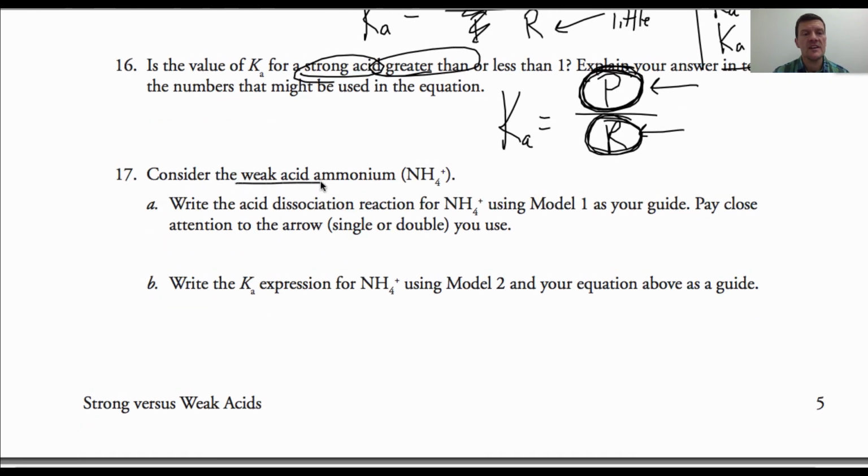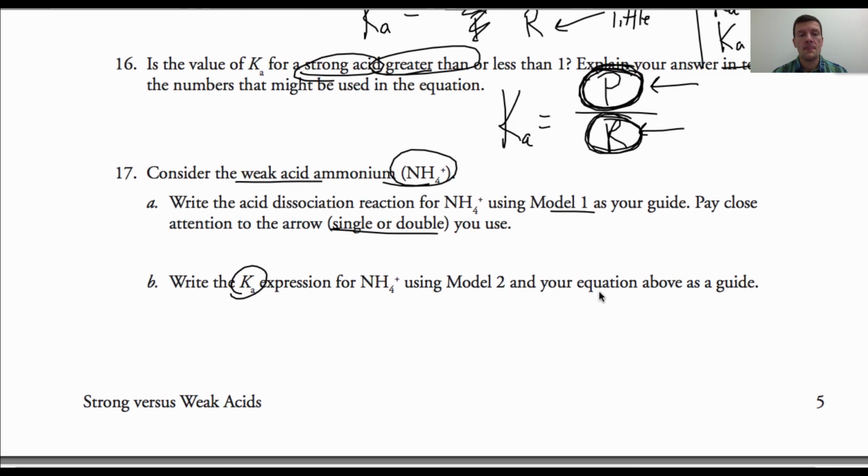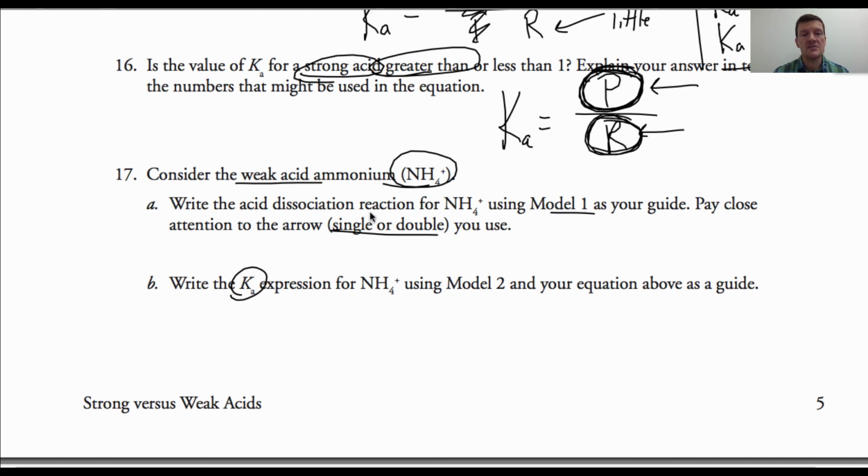All right, consider the weak acid ammonium, NH4+. Write the acid dissociation reaction for NH4+ using Model 1 as your guide. Pay close attention to the arrow, single or double, that you should use. And then we're going to write the Ka expression. All right? So, the acid dissociation reaction for this. If this is going to behave like an acid when you put it into water, then what's going to happen here?